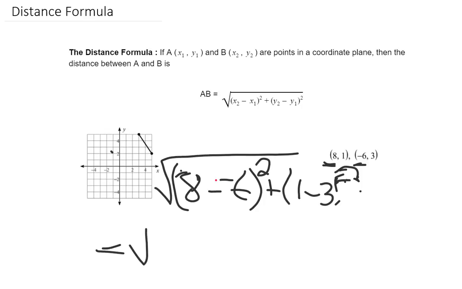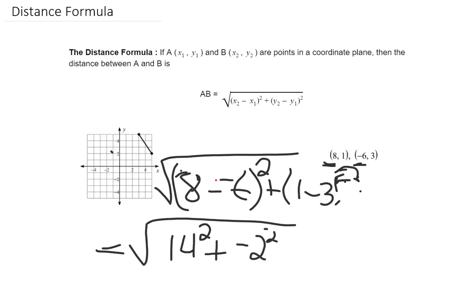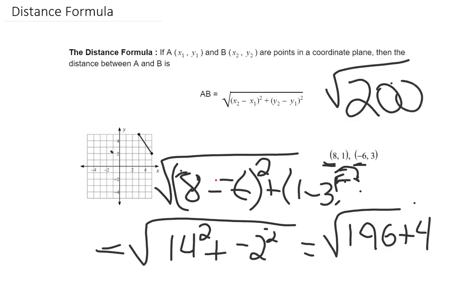which is going to simplify to the square root of 8 minus negative 6, which will be the same as 8 plus 6, which would be 14 squared, plus 1 minus 3 would be negative 2 squared, and that squared will get rid of that negative for us. So we'll get the square root of 14 squared, which is 196, so I'll take out 196 here. I'll add that to 2 squared, which is my 4. I'll get the distance between these two is going to be the square root of 200, which, again, I can leave like that, and that'll be my answer, or I can evaluate it and get my decimal.